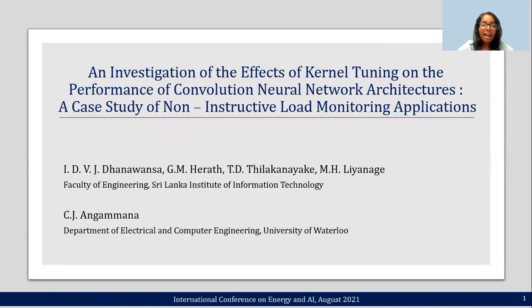Hello everyone, I'm Dhanawansa from Sri Lanka Institute of Information Technology, and I will be presenting the paper titled An Investigation of the Effects of Kernel Tuning on the Performance of Convolutional Neural Network Architectures, a case study of non-intrusive load monitoring applications. Authored by myself, G.M. Herath, C.J. Angammana, T.D. Thilakanayake, and M.H. Liyanage.